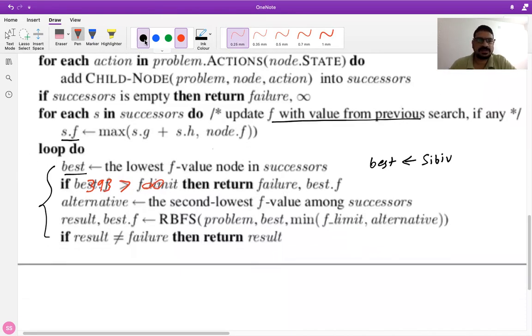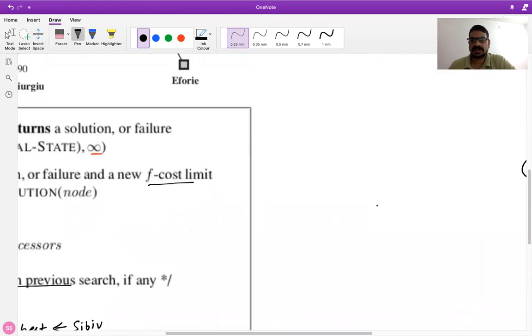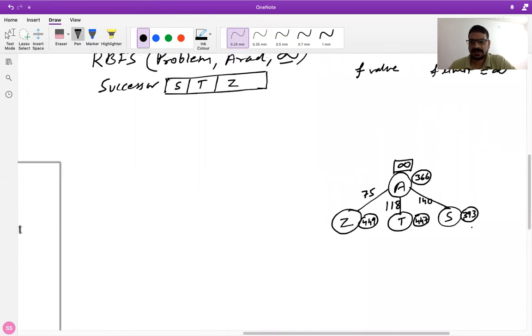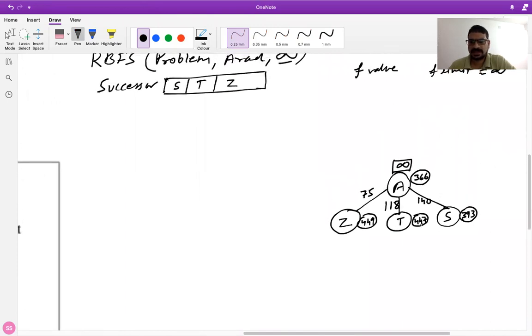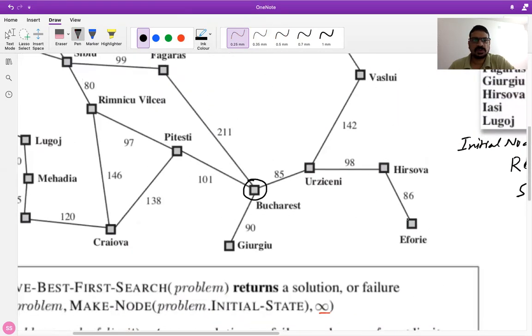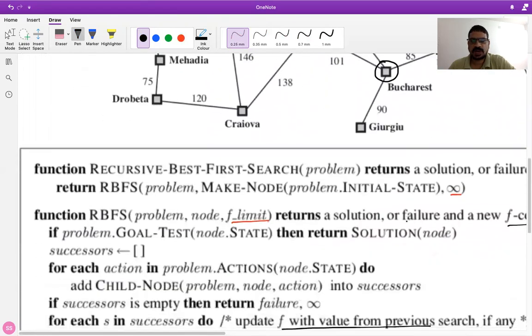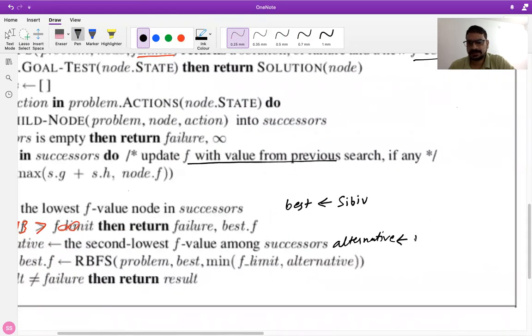Now we'll find out the next one, which is the alternative. What is the alternative? The second lowest F value among successors is the alternative. 393 is the first best. The next, second best is 447, which is for Timisoara. So this Timisoara will become my alternative.